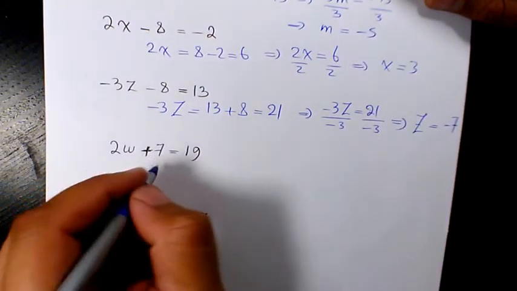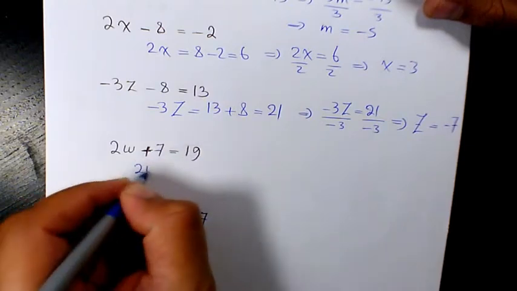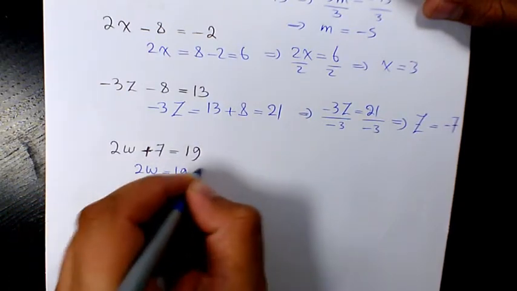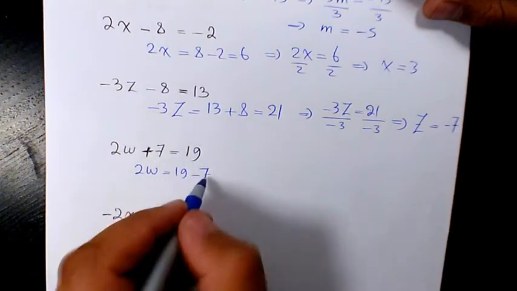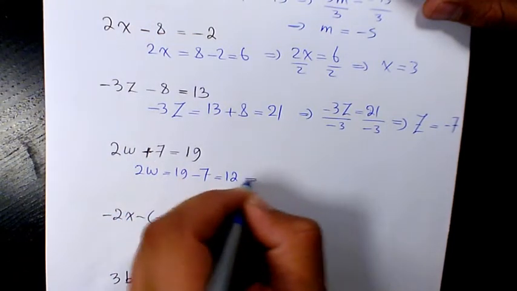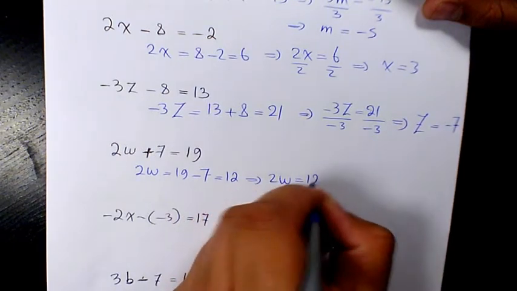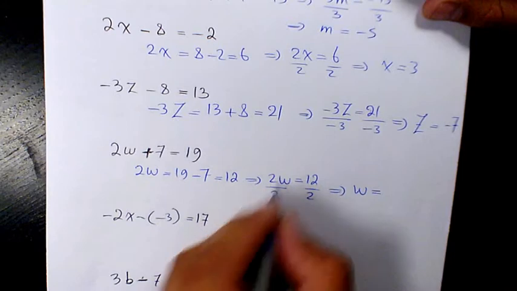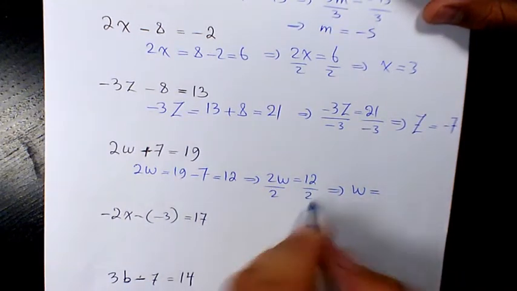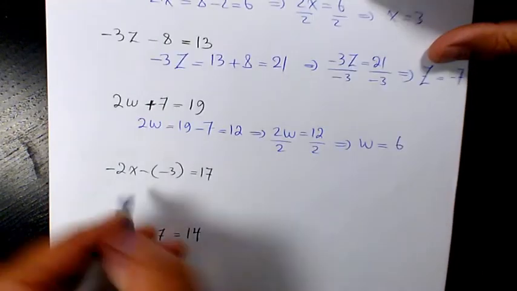2w plus 7 equals 19. So we have 2w equals 19 minus 7, because we need to move 7 to the other side, so it becomes negative. 19 minus 7 is going to be 12. So 2w equals 12. I need to divide both sides by 2 in order to isolate w. 2w divided by 2 is w. 12 divided by 2 is going to be 6.